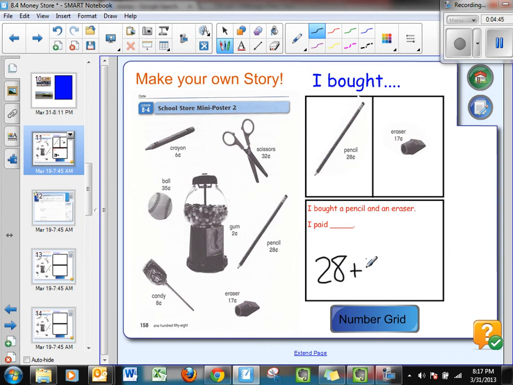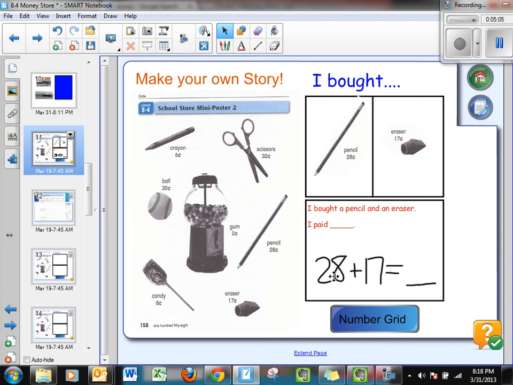Now again, I said we're going to do harder ones so that it's one that you're going to have to use a number grid probably to figure out because you don't have 28 fingers. It's going to be tough to add 28 plus 17 using your fingers. So we're trying to figure out what does this equal so that I know how much money I have to pay. So 28 plus 17, we'll use number grid again.